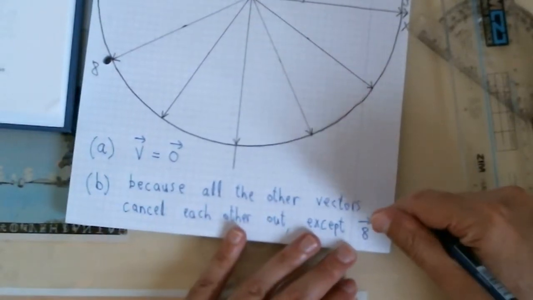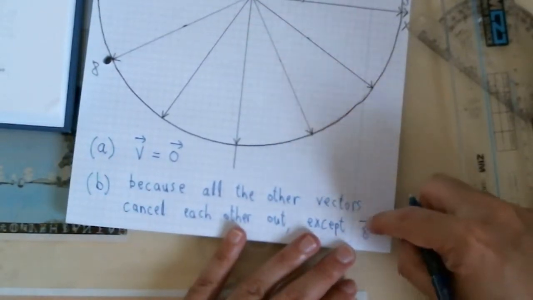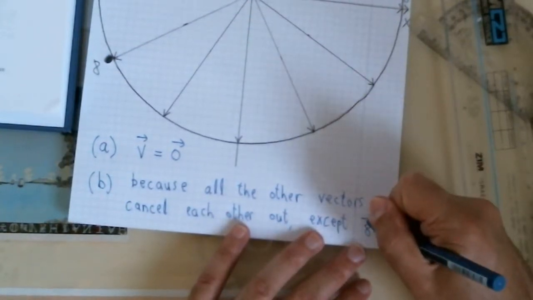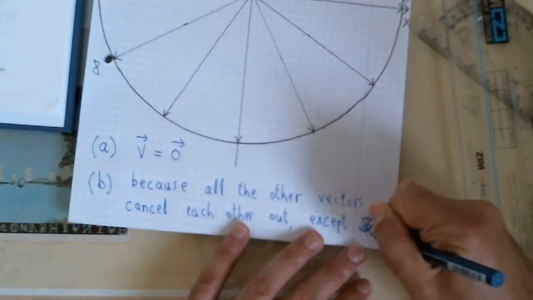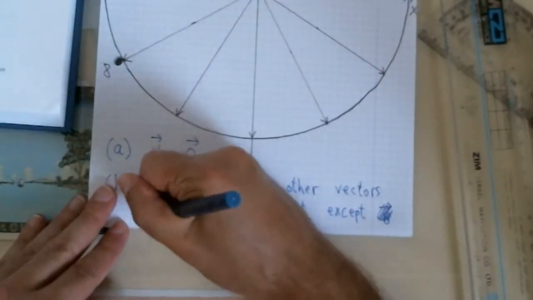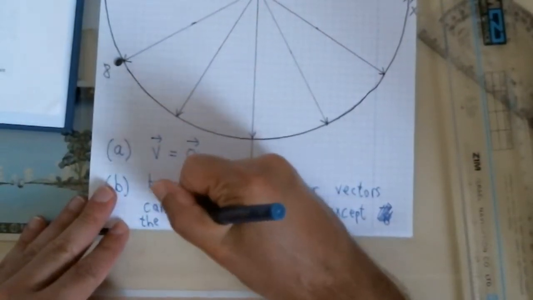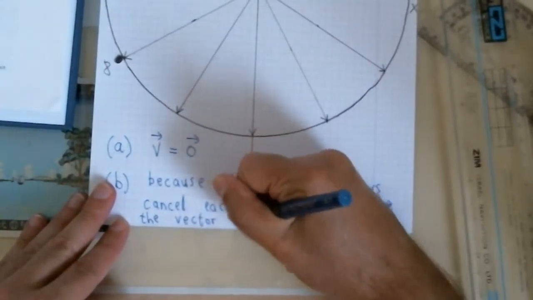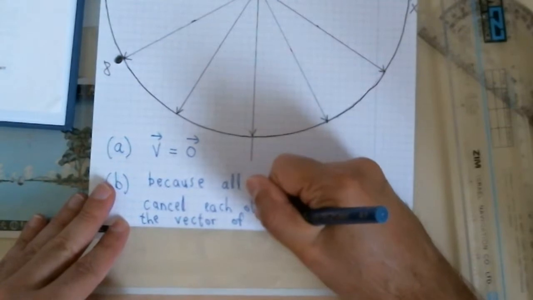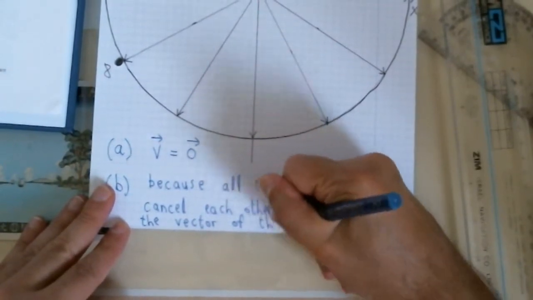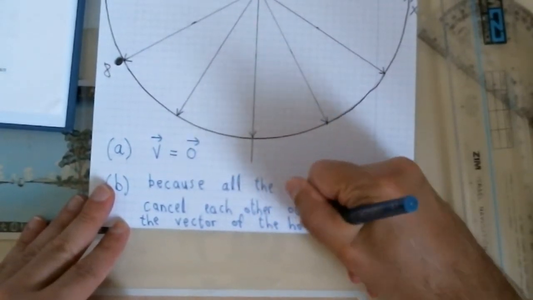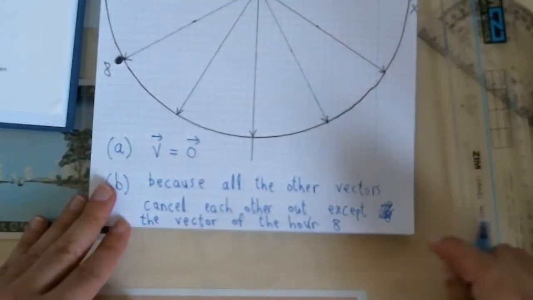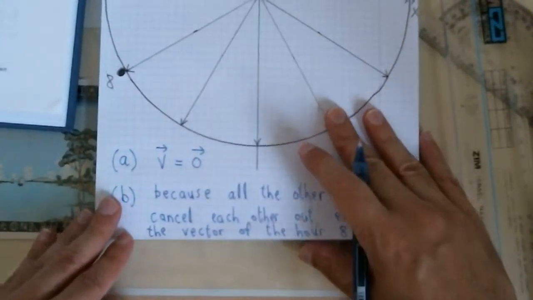It's not a good way of writing, it's just the vector of 8. Let's write it more clearly. Except the vector of the hour 8. Okay, so this is B.